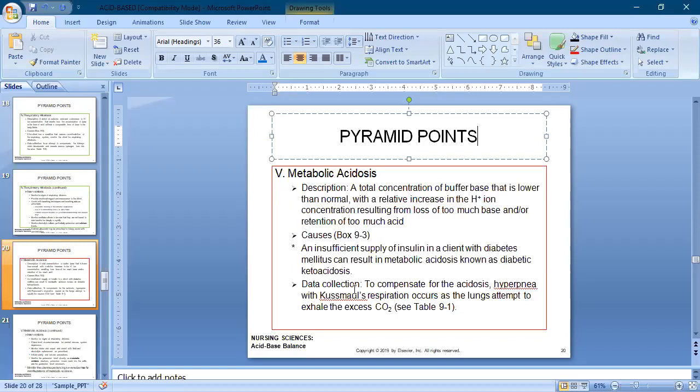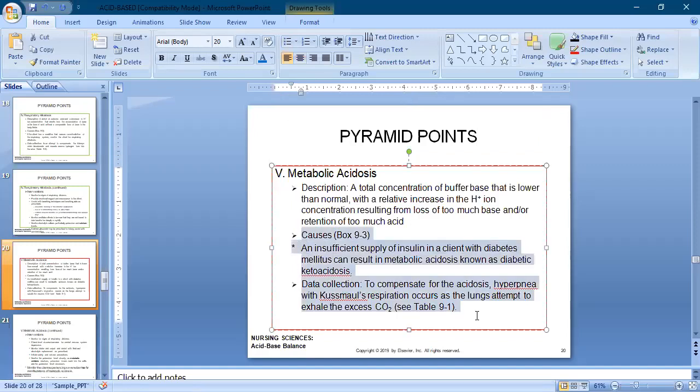What is the data collection? This question is super important for your board exam. The signs and symptoms of data collection: in blood gas analysis, the pH is less than 7.35, and the bicarbonate should be less than 22.